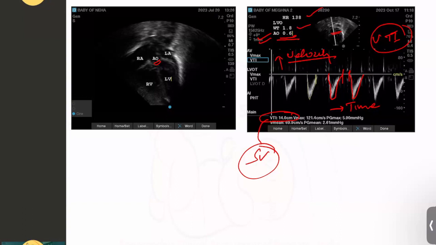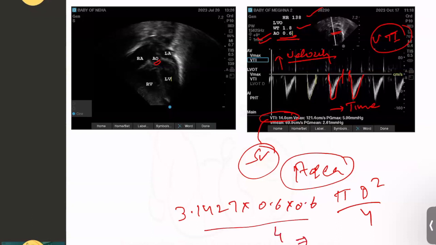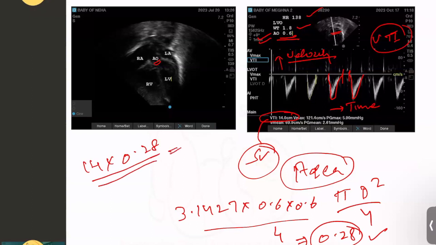Now, how do we calculate? First, we have to calculate the stroke volume. So first we calculate the area, because through how much area it is going. Area is pi d square by 4. So pi is 3.1427 multiplied by d square, which is 0.6 into 0.6, divided by 4. This comes as 0.28. I just calculated it 10 minutes back. So this is the area. Now when you multiply the VTI into this area, 0.28, this becomes your stroke volume. It comes to 3.92.